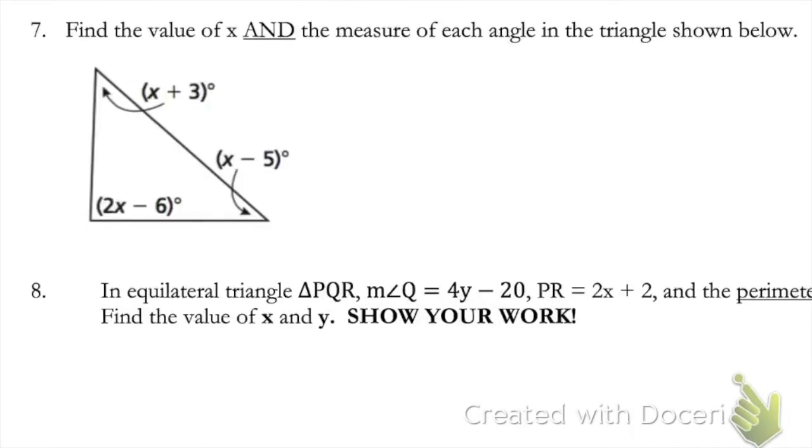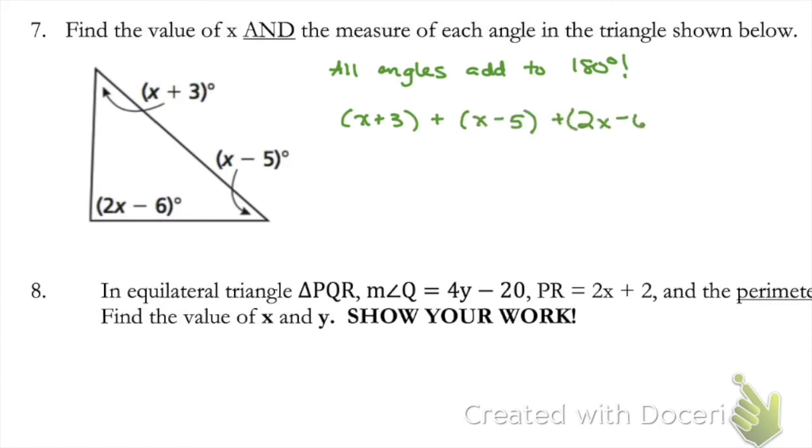Here in number 7, we are asked to find the value of x and the measure of each of the angles in the triangle below. We know that the measure of all angles in a triangle must add up to 180 degrees. Since we have expressions for each of these angles, we can add them together and set them equal to 180 degrees. So we have x plus 3 plus x minus 5 plus 2x minus 6, and then we set that equal to 180.